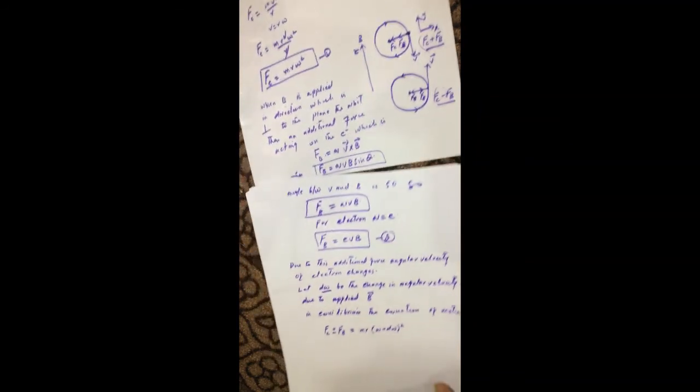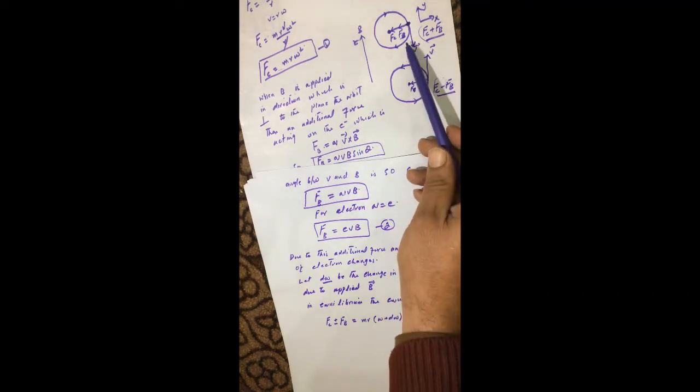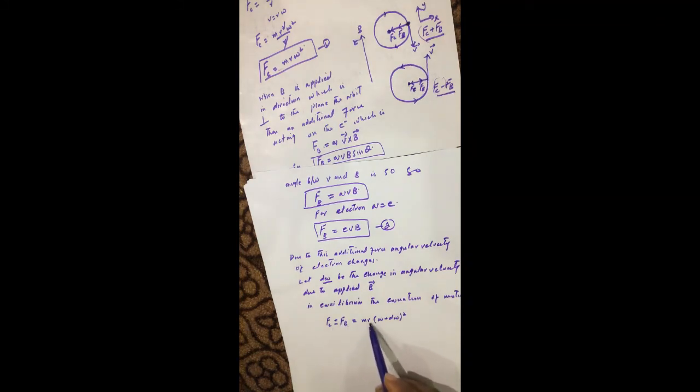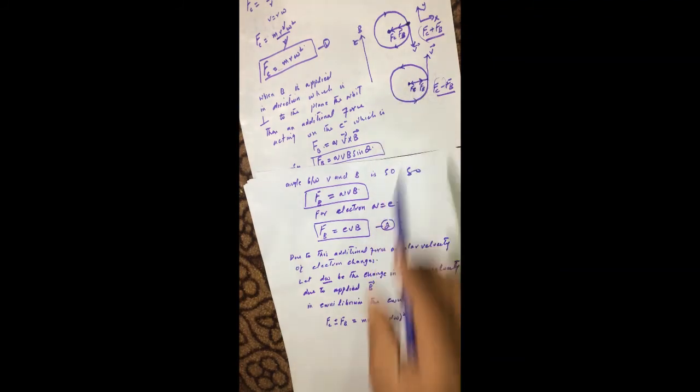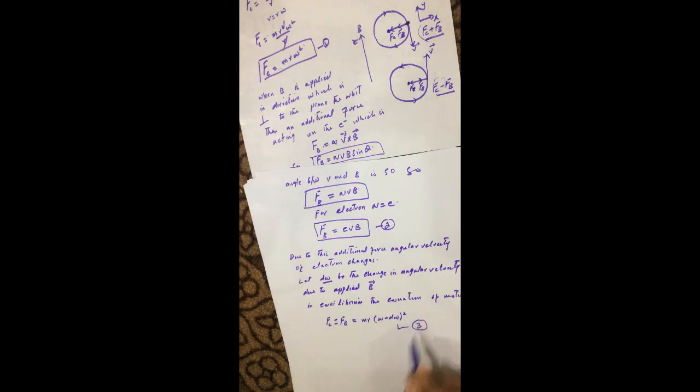So we have this part, which is m r. Now the angular velocity changes from omega to omega plus d omega. So this is the equation of motion. Like in case of clockwise motion, we have F_c plus F_B, which is equal to m r (omega plus d omega) whole square. While in case of anti-clockwise motion, we have F_c minus F_B, which is equal to m r (omega plus d omega) whole square. This is, let's say, equation number 3.